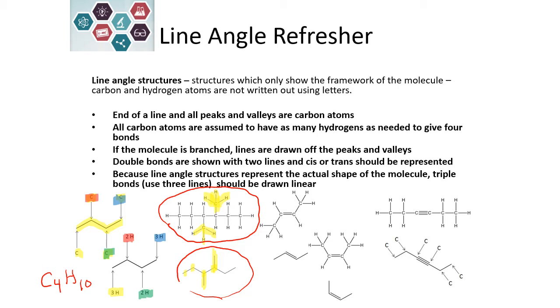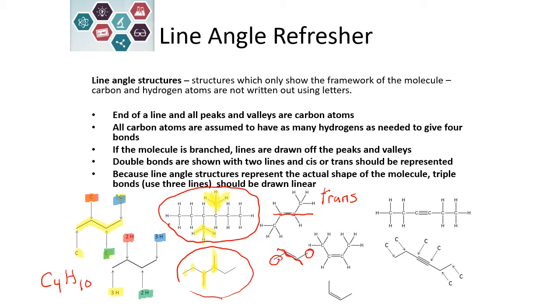Let's look at our top molecule here in our third example. If we draw our line, we can see that the carbons coming off that double bond are on opposite sides. So that is a trans molecule. When we draw our line angle, we also want it to be trans. So we draw our double bond, and the carbons coming off of that double bond are on opposite sides of the double bond.